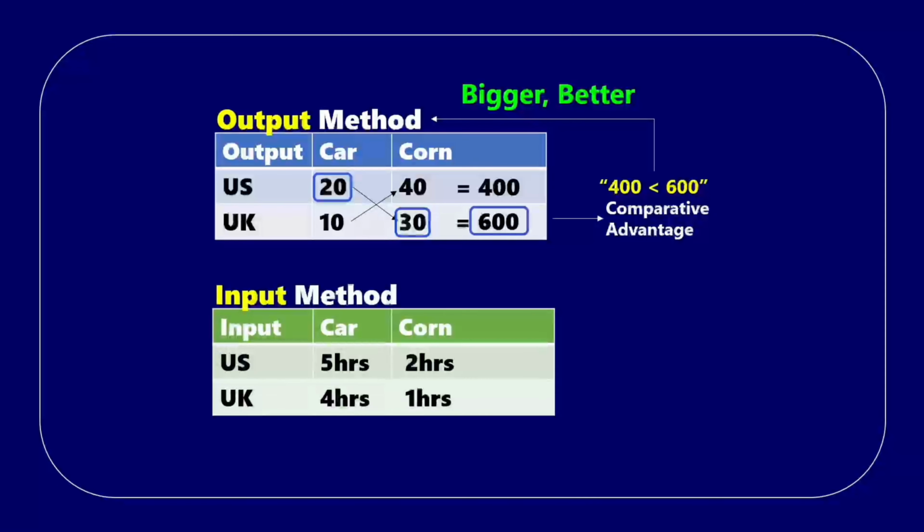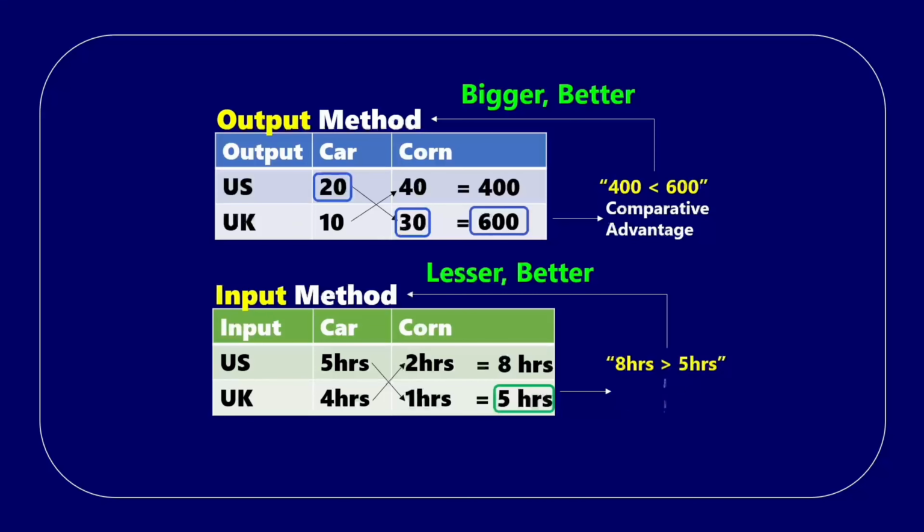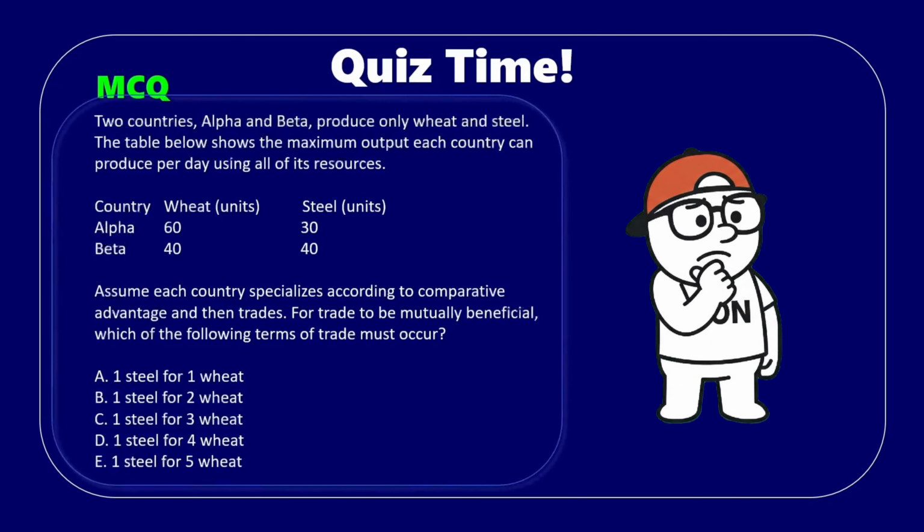Okay, but now let's look at the input method. This time, smaller is better. Because we're looking at hours, we have to find who uses less hours. So the US, again, has a smaller number, so the US has a comparative advantage in cars. Okay, it's time for another quiz. Pause this video and read this question very carefully.